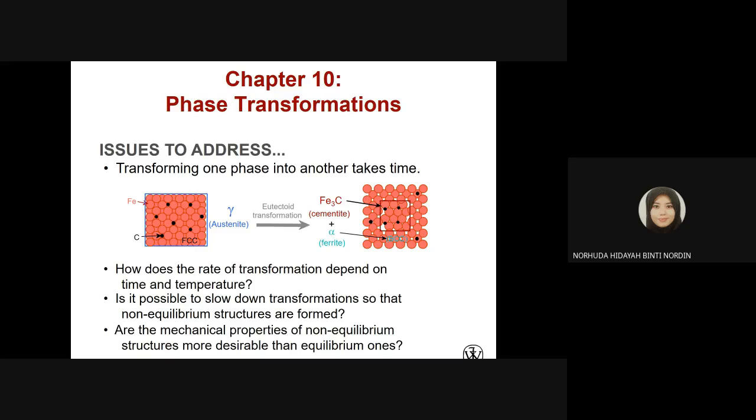Okay, eutectoid transformation is when one solid phase, austenite, which is already solid, transforms to another solid phase, which is cementite and ferrite. One solid phase, austenite, transforms to two other solid phases, cementite and ferrite. If someone watches my YouTube lecture videos, they will know what we call cementite and ferrite.